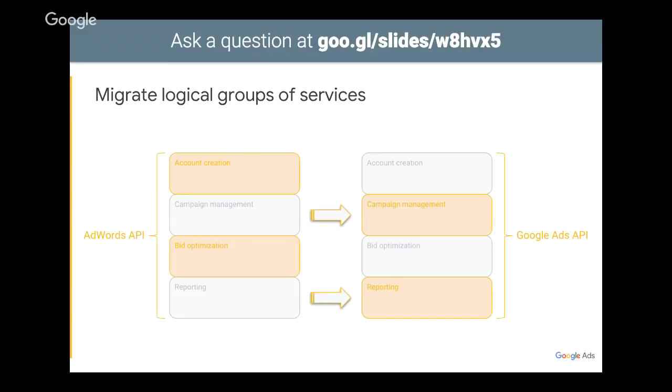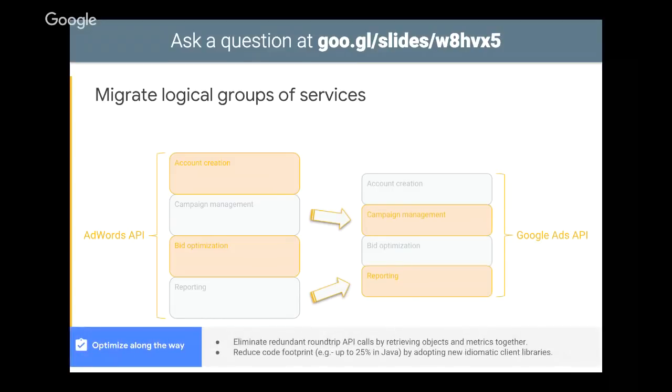And then migrate them piece by piece. So for example, in this example, say you wanted to migrate the campaign management, like say the campaign service and the budget service, and some of your reporting statements. So migrate from using the AdWords API reports to start using the Google Ads search service to pull down the Google Ads query language versions of those reports. You can migrate those 2 components, get those running on the Google Ads API, while your account creation code and bid optimization code still runs on the AdWords API.